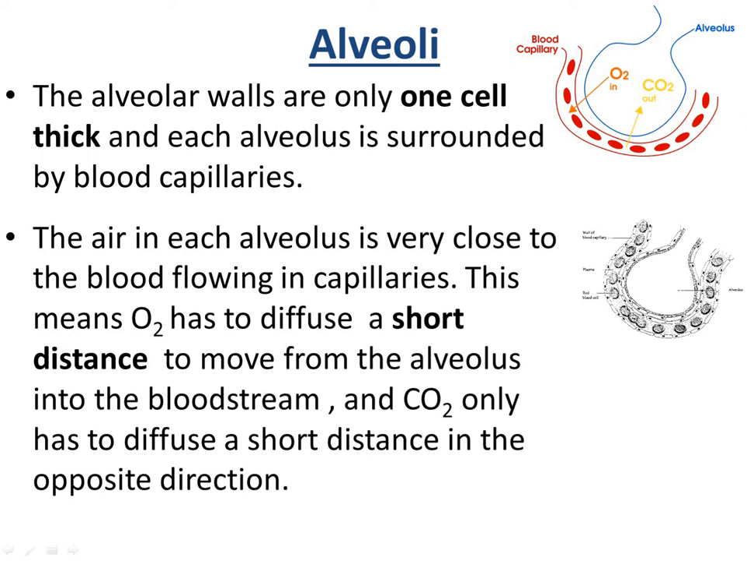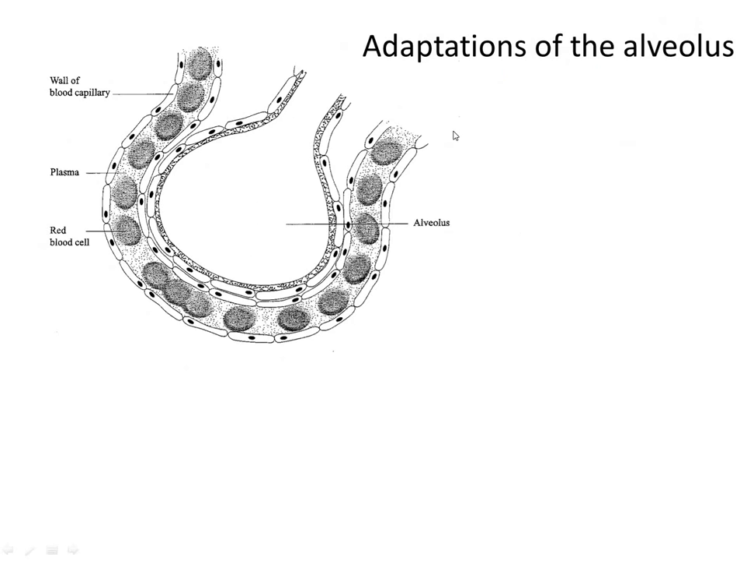Just to reiterate, the alveoli walls are only 1 cell thick, and each alveolus is surrounded by lots of blood capillaries. The air in each alveolus is very close to the blood flowing through the capillaries, so there's a very short diffusion pathway for the oxygen to go from the alveolus to the bloodstream, and a short diffusion pathway for the carbon dioxide to go from the bloodstream to the alveolus.